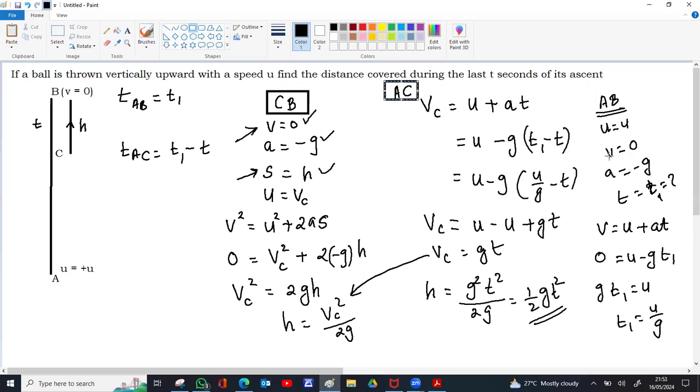So using v equal to u plus at directly, you get 0 equals u minus gT1, so you get T1 equal to u by g. This value of T1 we substitute back here. That's how we get Vc equal to u minus g into T1 minus T, which is u minus g into u by g minus T. When you open the bracket, it will be gT. And substituting the value of Vc back in this equation, you get the final expression, half g T square.